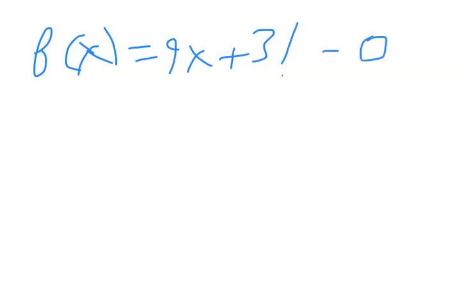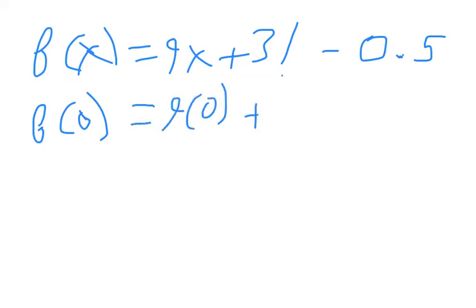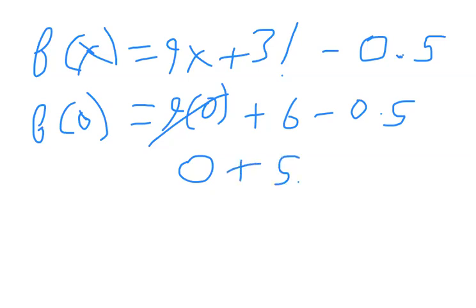We have f of x equals 9x plus 3 factorial minus a half, 0.5. And we want to evaluate f of 0 first. So let's try that. We just plug in 0 wherever we see an x. So 9 times 0 plus 3 factorial is 3 times 2 times 1, which becomes 6, minus 0.5. So 9 times 0 becomes 0. 6 minus a half is going to be 5.5, which is exactly what f of 0 equals.